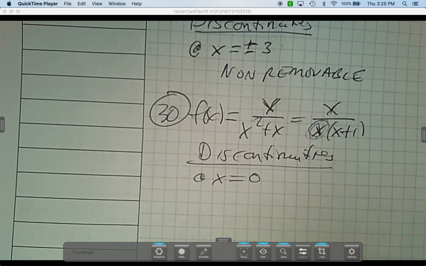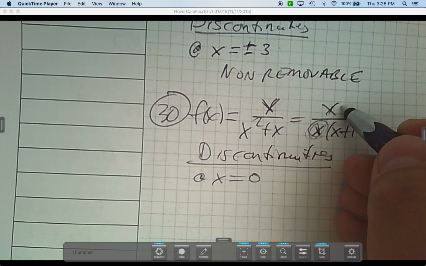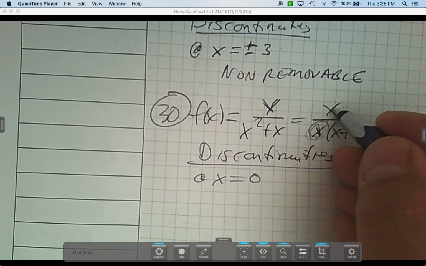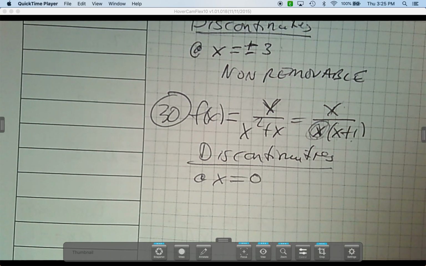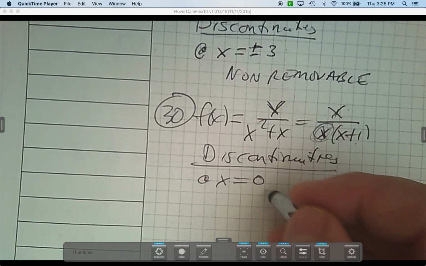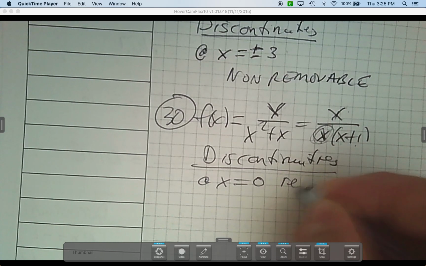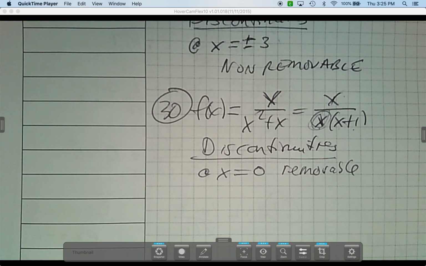But do you notice that x is removable? So I could remove x and plug in 0 and get an answer. In fact, if I remove x and plug in 0, I get 1 over 1, and the limit exists at 0. Why does the limit exist at 0? Because x is removable. So this discontinuity is removable. Why? Because the limit exists at 0.